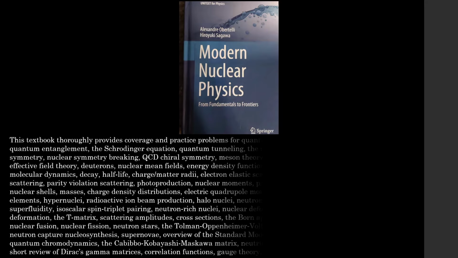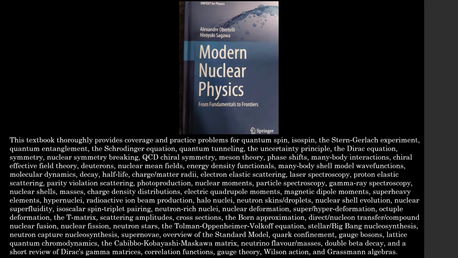So we have Sagawa and Albertelli's Modern Nuclear Physics. So I say if you have a good foundation of quantum field theory before going into things like modern nuclear physics and particle accelerator physics, you'll be able to go further into it than most people that are just going headfirst into these types of studies.